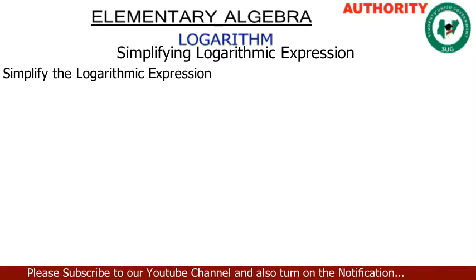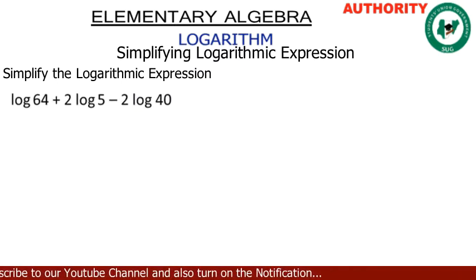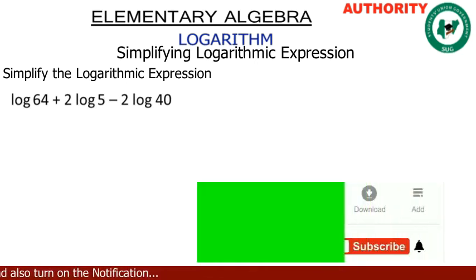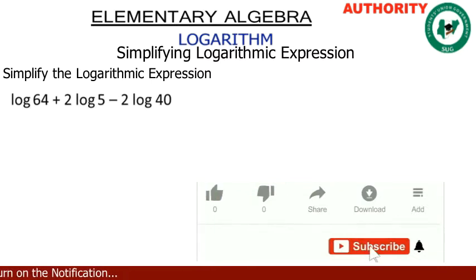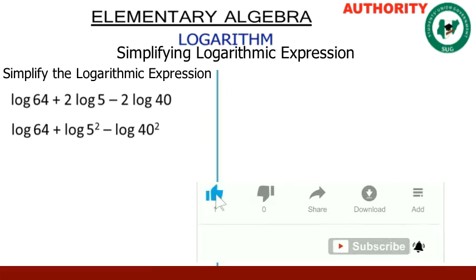We have to simplify the logarithmic expression log 64 plus 2 log 5 minus 2 log 40. So we are asked to simplify this: log 64 plus 2 log 5 minus 2 log 40. Now let's go. We are going to have log 64 plus log 5.